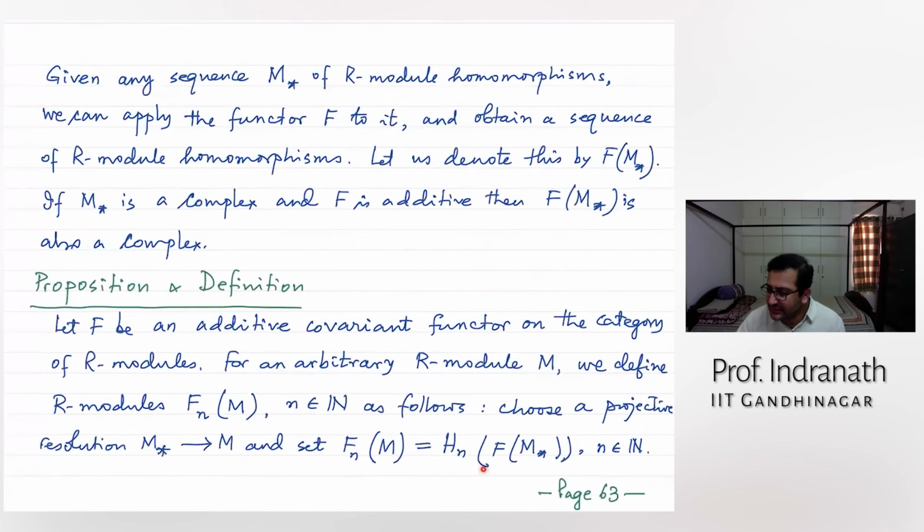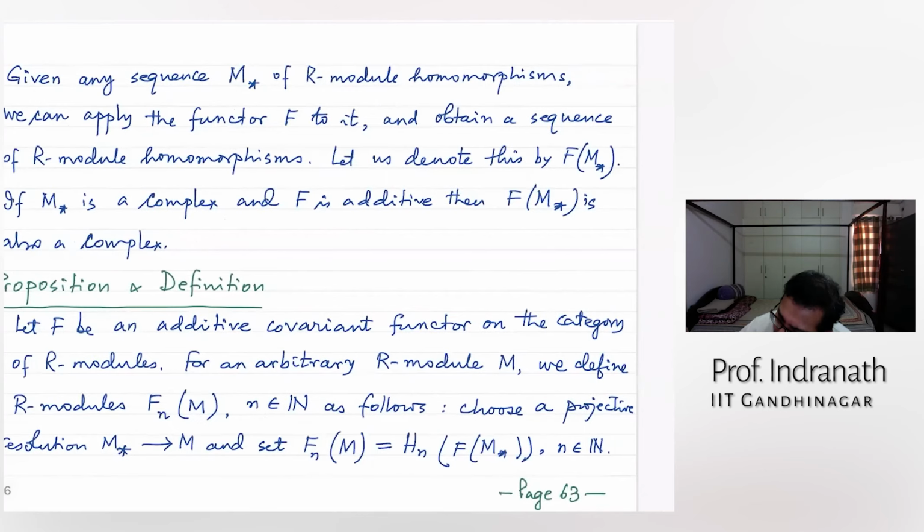Okay, so the nth homology of this complex, where this M star is a projective resolution. We have just now shown that it doesn't depend on the resolution, so any resolution would do. And F of M star is the complex that you obtain after you apply the functor, and then the nth homology. So now let me remember this. This is called the nth derived functor, F_n. Now, the left derived functor.